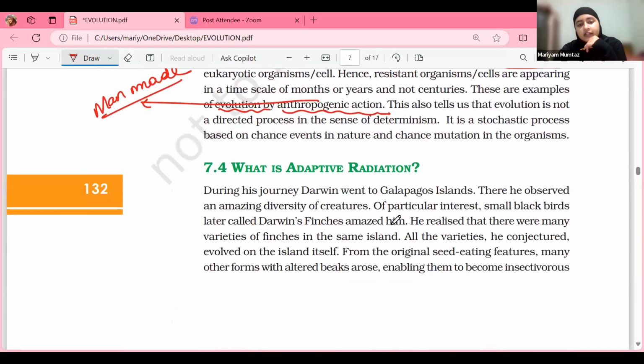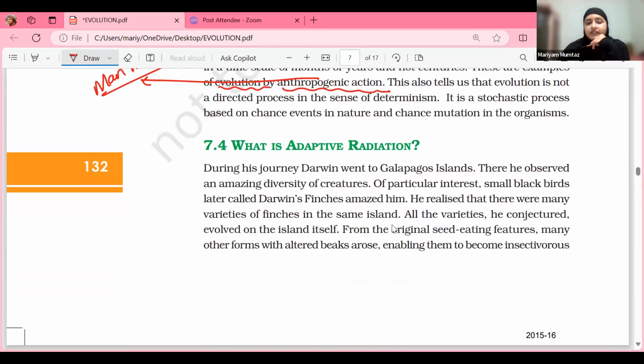All right. Now let us talk about adaptive radiation. Again, important. Okay. So during his journey, Darwin went to the Galapagos Islands. There he observed an amazing diversity of creatures. Of particular interest were small black birds, later called Darwin's finches. Okay, these birds amazed him.